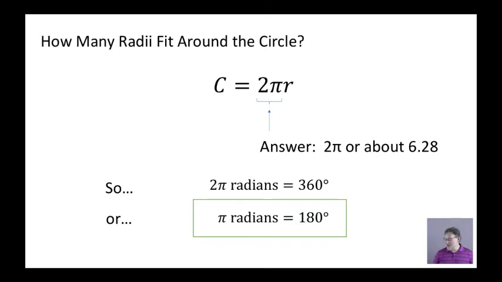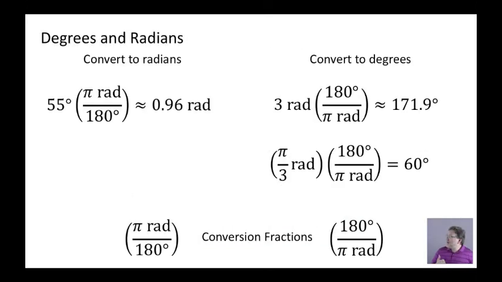So here we go. Let's convert 55 degrees in the upper left-hand corner there to radians by multiplying it by our conversion fraction. Pi radians is the same thing as 180 degrees. In this case, degrees are going to be canceling, giving us 0.96 radians.